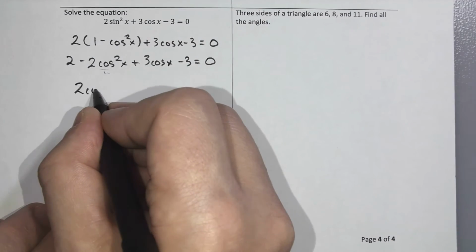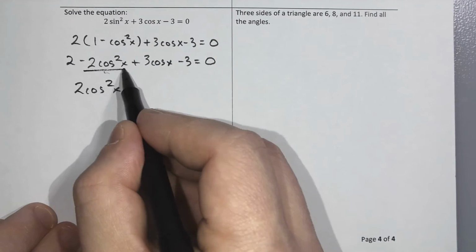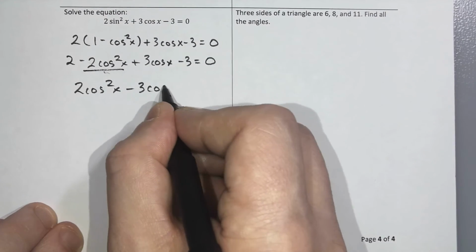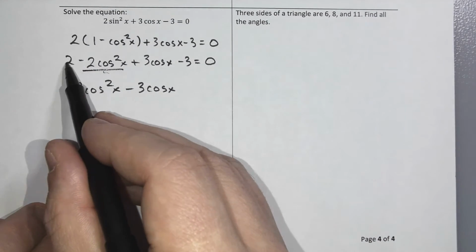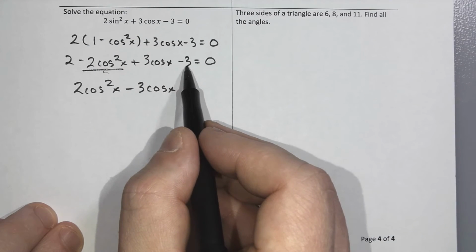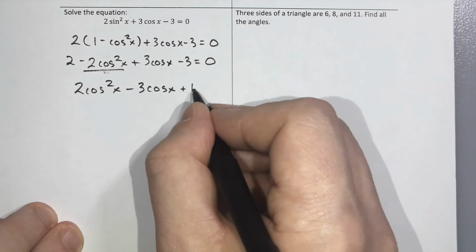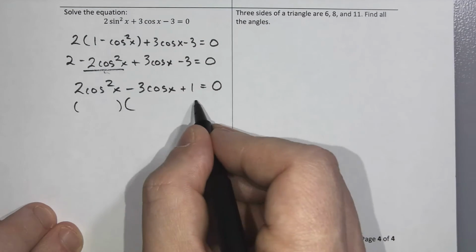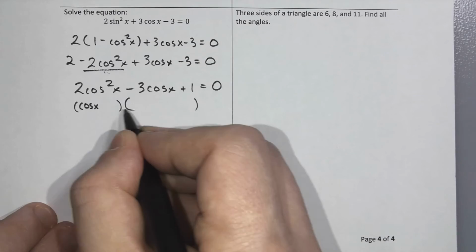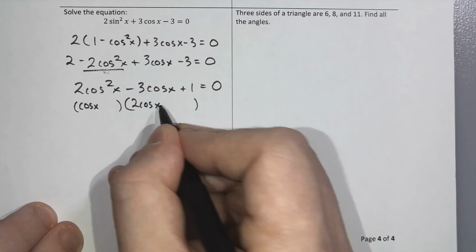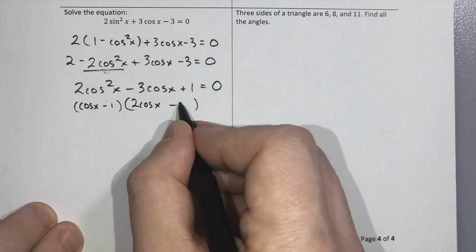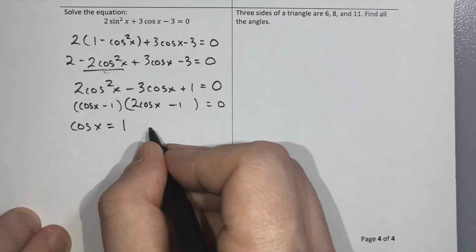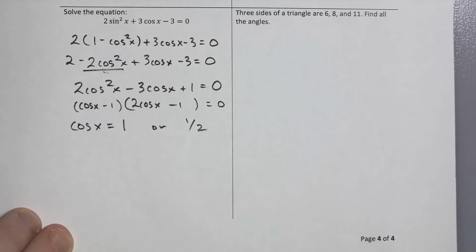So I'm going to go 2 cosine squared of x. That's been moved over there. 3 cosine x over there is going to be minus 3 cosine of x. And then 2 minus 3 is, of course, negative 1, but when I move over there, it'll be plus 1 equals 0. So does that factor nicely for me? Let's see. Cosine x, 2 cosine x, minus 1, minus 1. Yes, it does. It looks like cosine of x can be either 1 or 1/2.